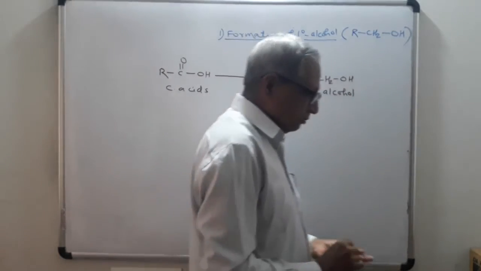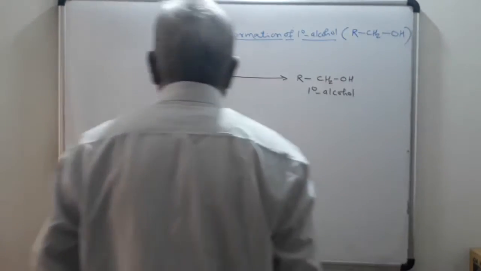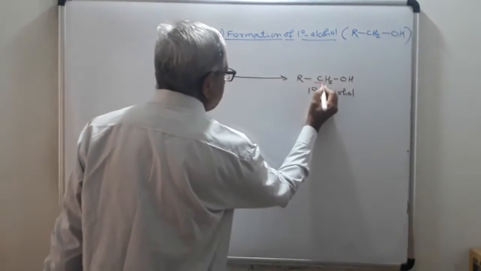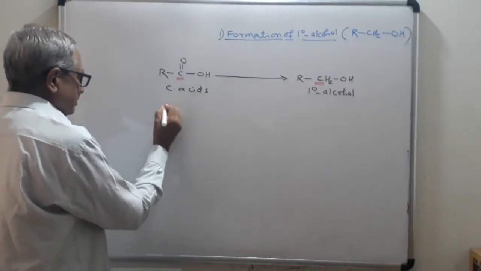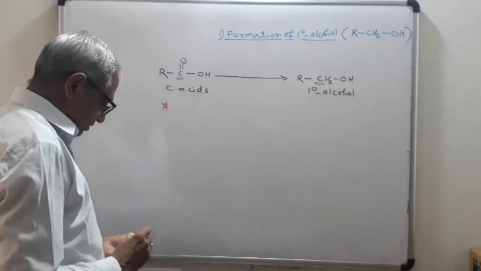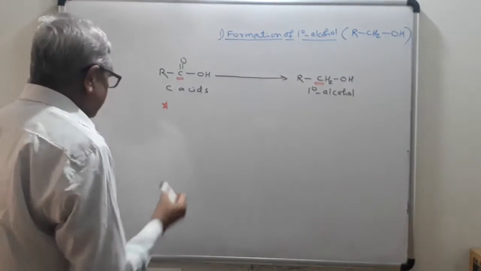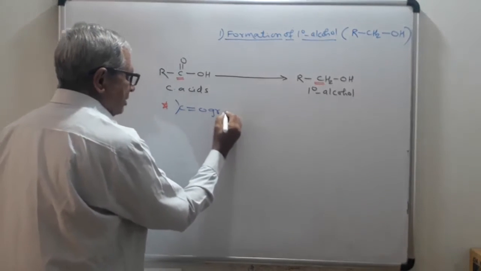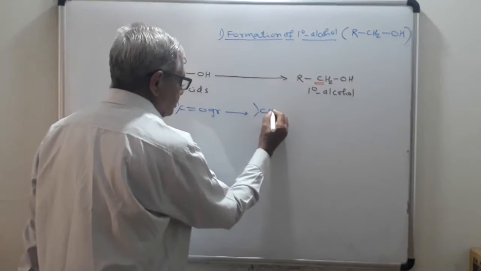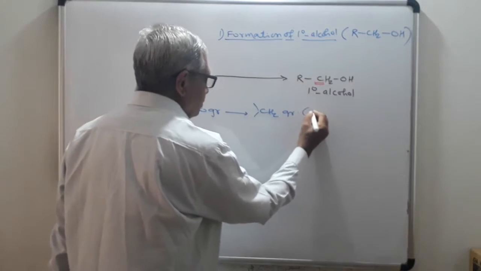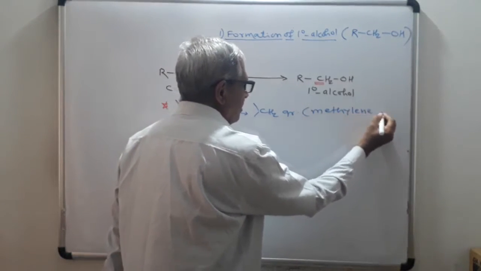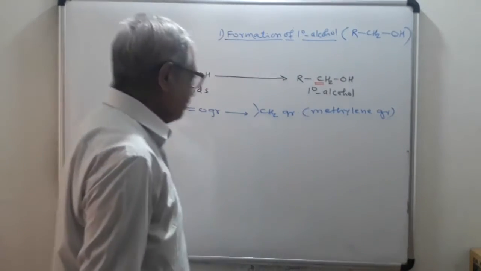See the objective questions here. During this reaction, this CO group is converted to the CH2. So this is your first point. The C double bond OH group is converted to the CH2 group. This is known as a methylene group.